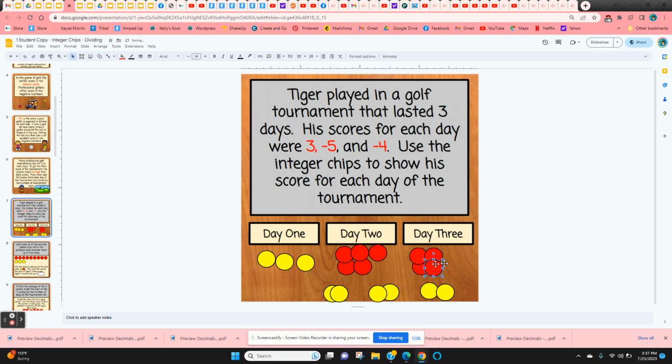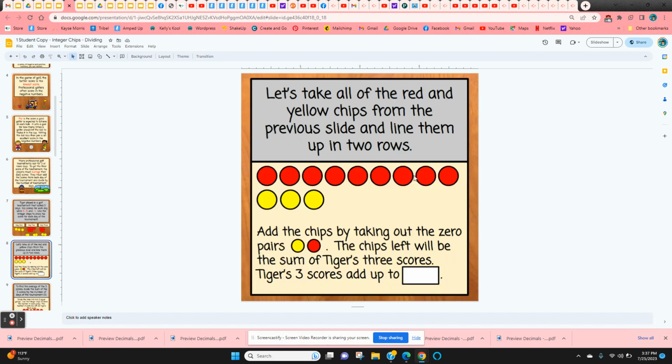Now we want to add these 3 scores together. So we're going to review adding with integer chips. We want to add these 3 scores together, and then we're going to divide by the number of days of the tournament. So here are all of the chips from the previous slide. If we line them up into 2 rows, a row of red and a row of yellow, we can take out the 0 pairs because a red and a yellow added together just add up to 0. So we call them 0 pairs. When we take out the 0 pairs, what's left is -6. So when he added all 3 scores together, he got -6.